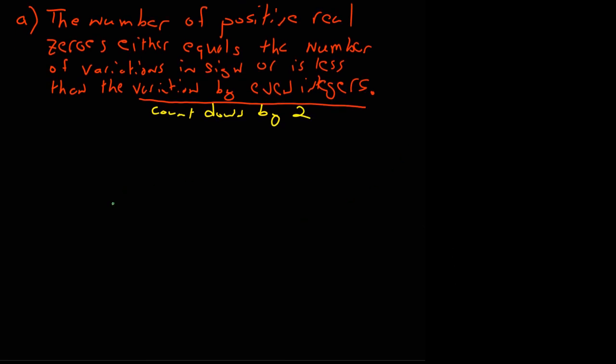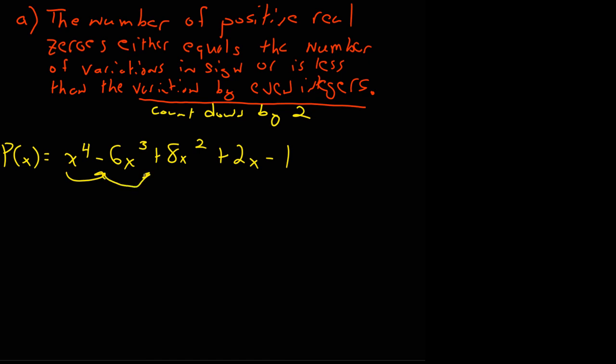So let's look at the polynomial x to the 4th minus 6x cubed plus 8x squared plus 2x minus 1. So here's my polynomial function, and I want to know how many positive real zeros there are in it. So how often does the sign vary? Well, I start with a sign that's positive. This is a positive 1. I change to negative. That's one variation. I change back to positive. That's 2 variations. So there's 1, there's 2.